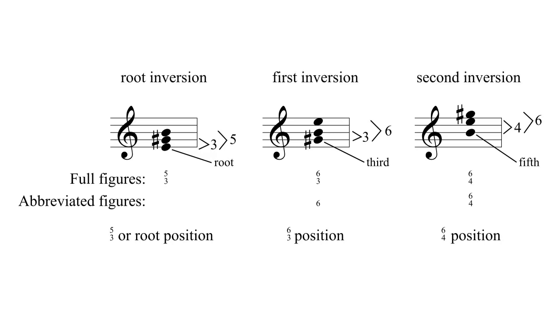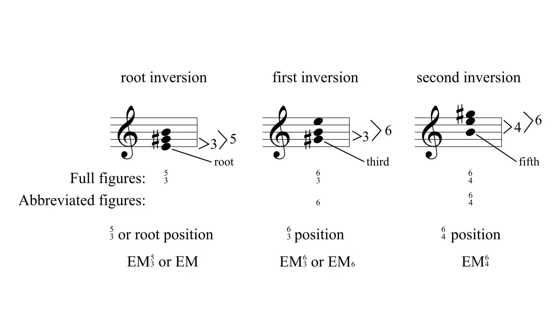Some people call the positions of chords inversions. For triads, they would be called root inversion, first inversion, and second inversion. I prefer using the term position for the nomenclature because inversion has so many connotations in music.